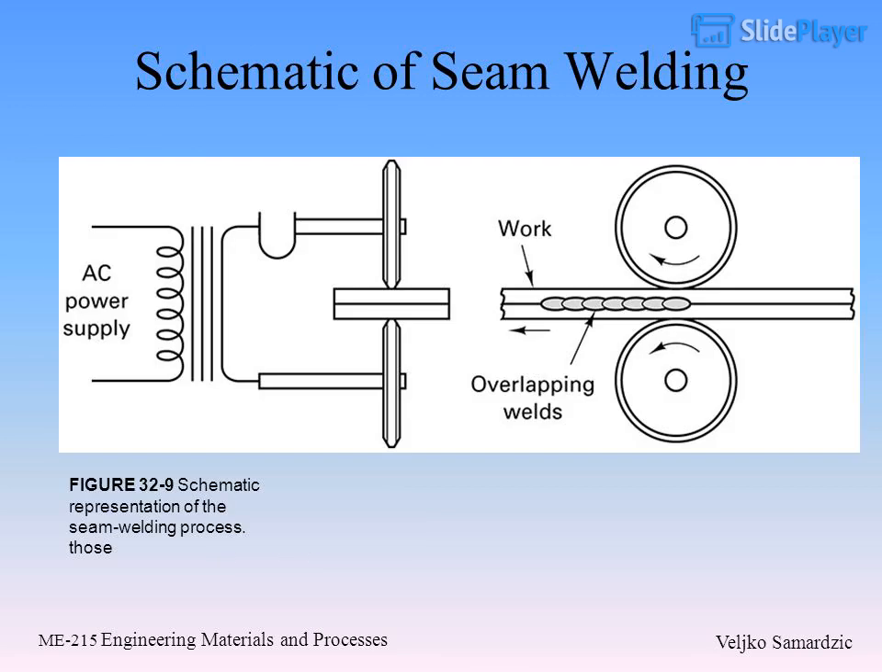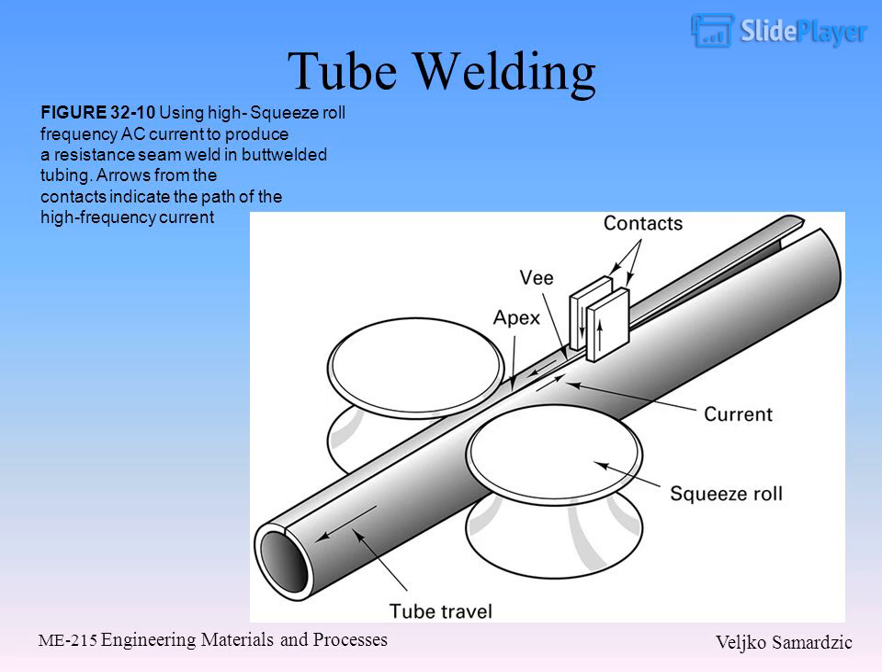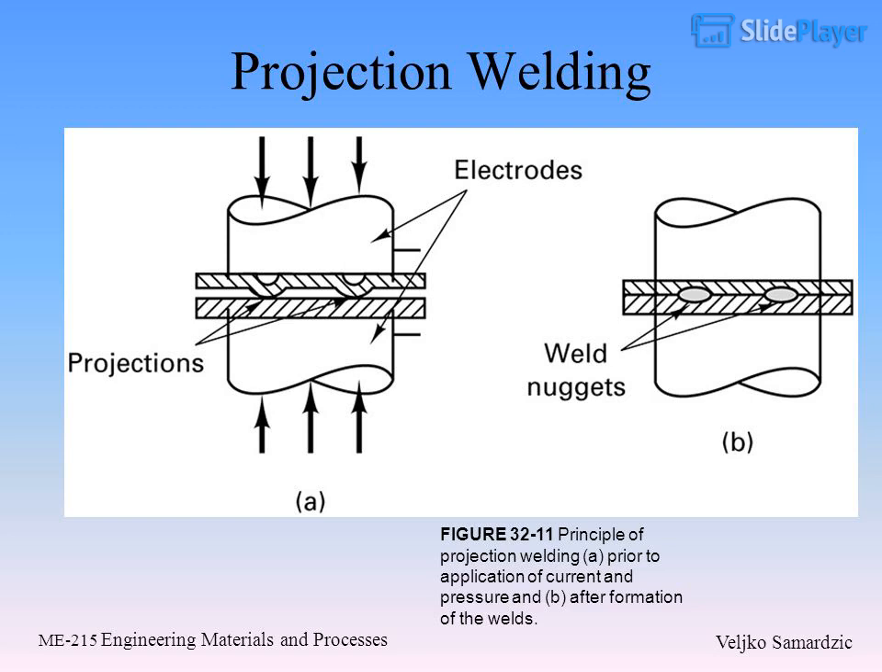Schematic of seam welding. Figure 32.9: Schematic representation of the seam welding process. Tube welding. Figure 32.10: Using high frequency AC current and a squeeze roll to produce a resistance seam weld in butt welded tubing. Arrows from the contacts indicate the path of the high frequency current. Projection welding. Figure 32.11: Principle of projection welding. A. Prior to application of current and pressure, and B. After formation of the welds.